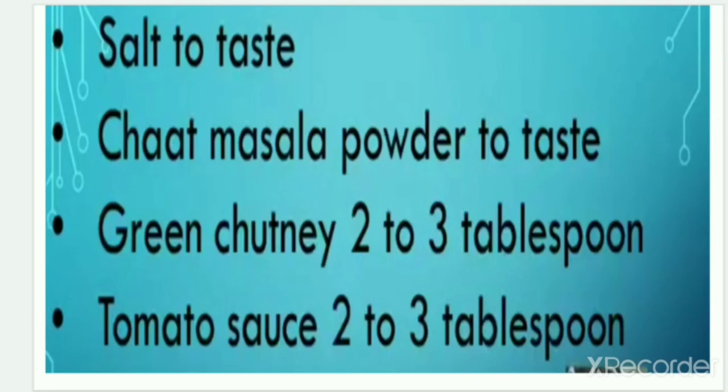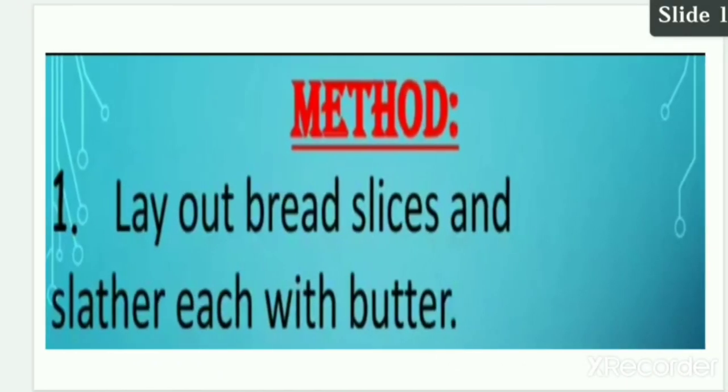After that, green chutney, 2-3 tablespoons. Then we will have tomato sauce, 2-3 tablespoons. First we put salt, after that chaat masala, then 2-3 tablespoons of green chutney and 2-3 tablespoons of tomato sauce. Okay, these were the ingredients we have taken. Now we are coming to our method. We have discussed what ingredients we have to take.